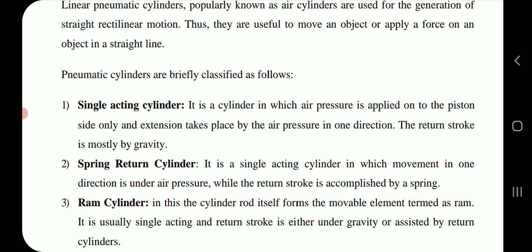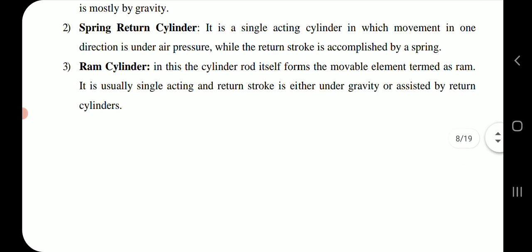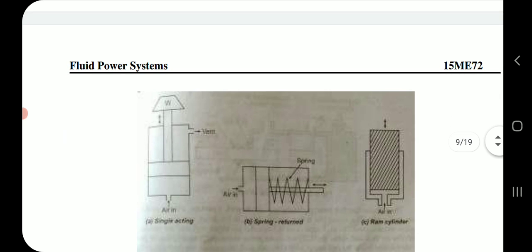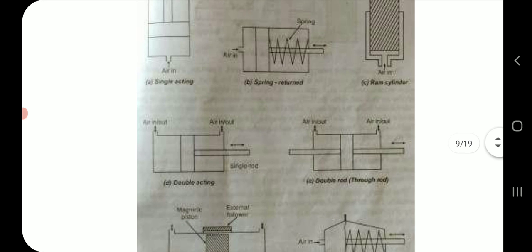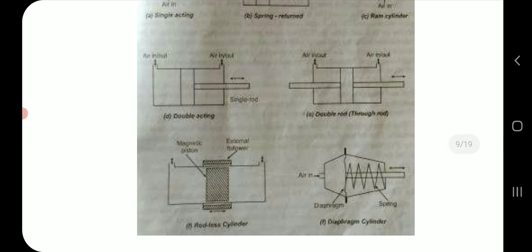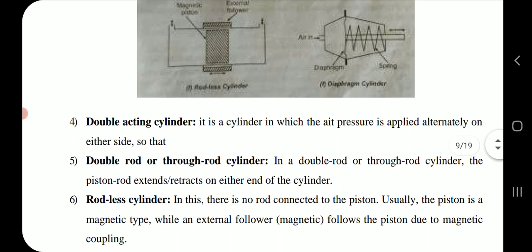Ram cylinder. In this, the cylinder rod itself forms the movable element termed as ram. It is usually single acting and return stroke is either under gravity or assisted by return cylinders. Single acting, spring centered, ram cylinder, double acting, double rod, rodless cylinder, diaphragm cylinder.